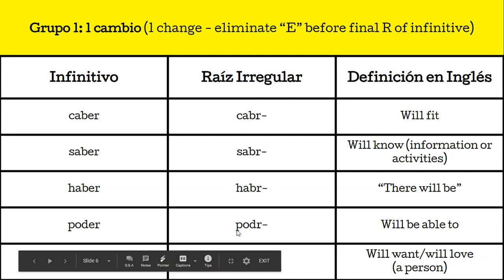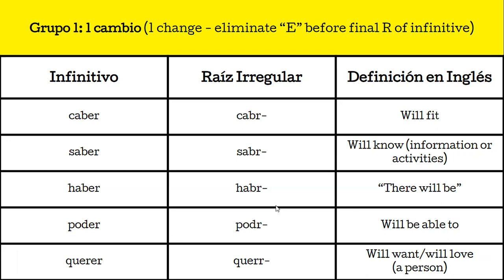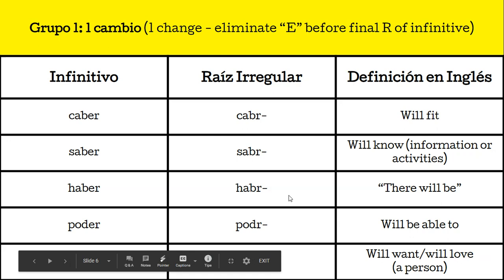Poder. Vamos a decir podré, podrás, podrá, podremos, podréis, podrán, and that's to be able to. And the last one is going to be querer. So we're going to drop that E and have two Rs in a row. Querré, querrás, querrá, querremos, querréis, querrán. And that's will want, will love a person. So make sure you get those filled in. Pause if you need to.